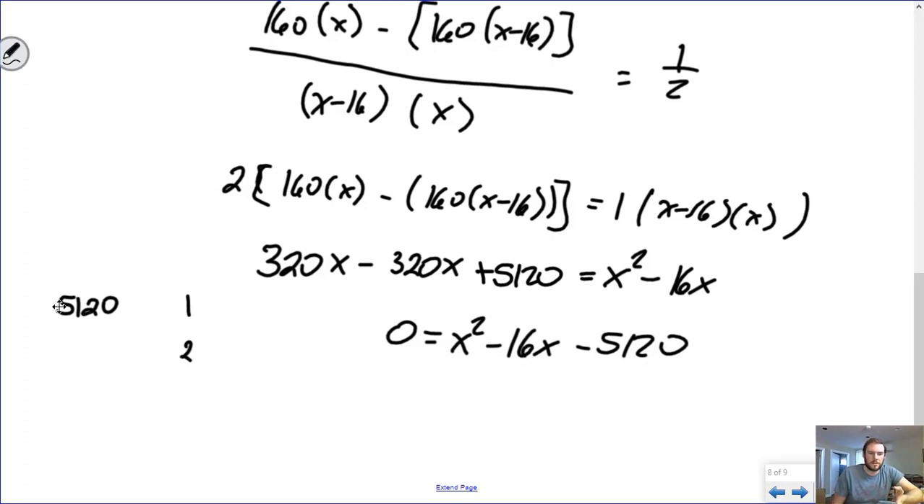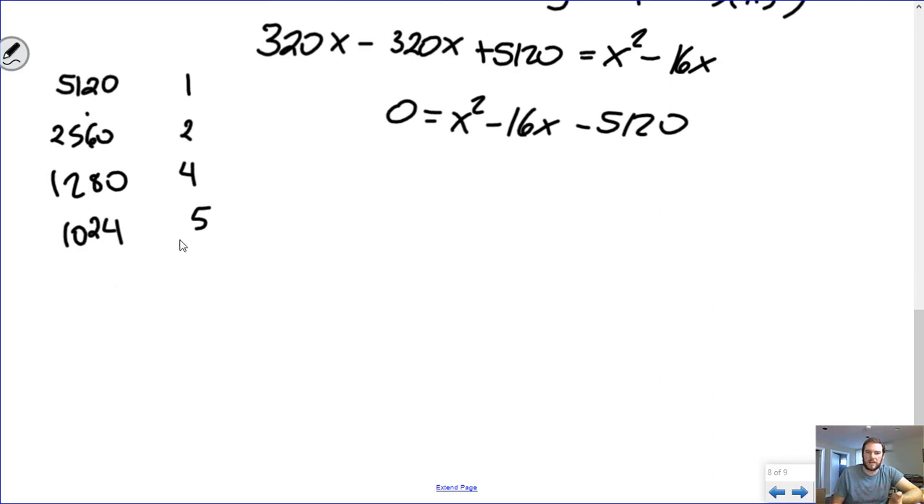So this one would be 2 and 2560, 4 and 1280, right? 5 and 1024, right? And we're just going to slowly figure out our factors that are going to have a difference of 16, right? And just keep working my way down.